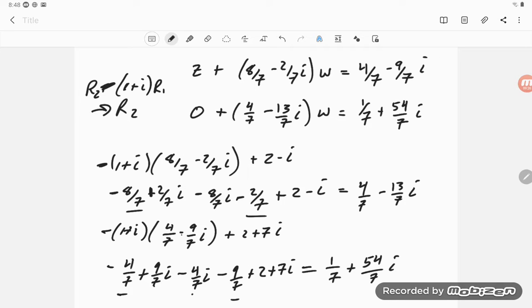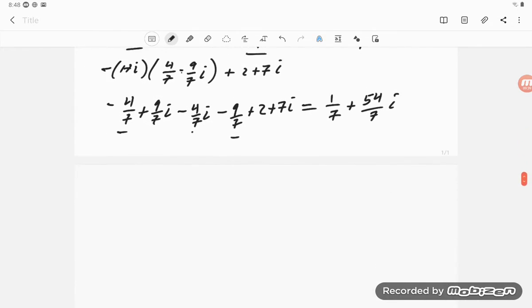Okay, so I have that. Now what I want to do is divide through by that coefficient. So I'm going to rewrite all this as my augmented matrix first.